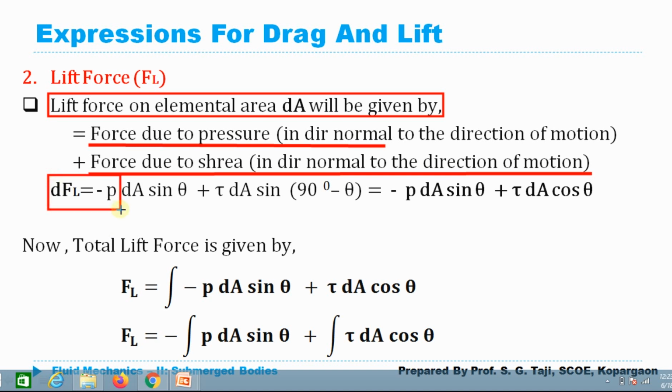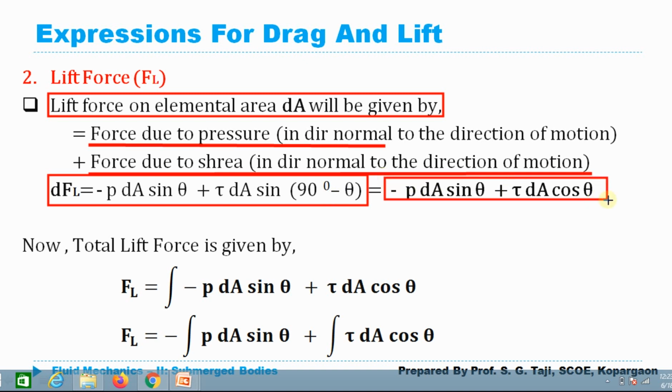It is given by dF_L, that is, the pressure force acting on a small elementary area will be equal to minus P dA sine theta, where this minus sign indicates that this P dA is acting in the downward direction, plus tau dA sine of 90 minus theta. So sine of 90 minus theta can be written as cos theta. So my total lift force acting on the small elementary area dA will be given by minus P dA sine theta plus tau dA cos theta.